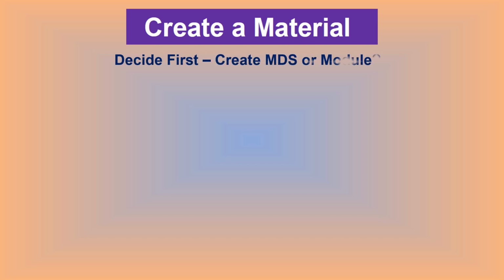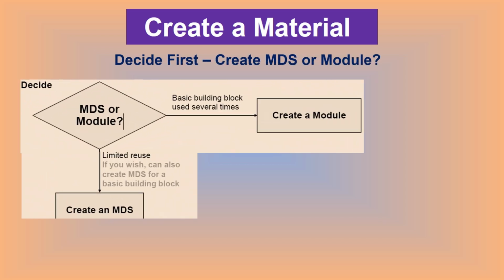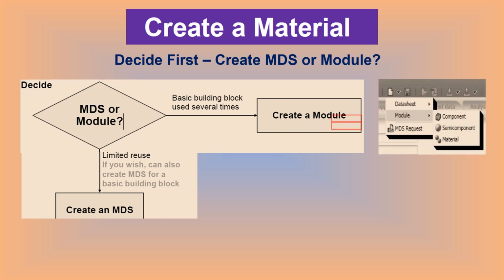First step for creating MDS is to decide whether one wants to create a MDS or module. A simple flow chart is displayed on the screen. As shown, select datasheet or module and for material. Modules are for the basic building blocks which can be used several times, whereas MDS has limited reuse.